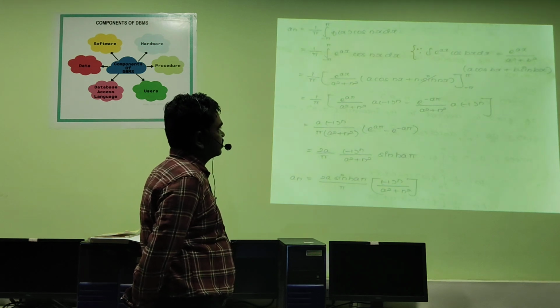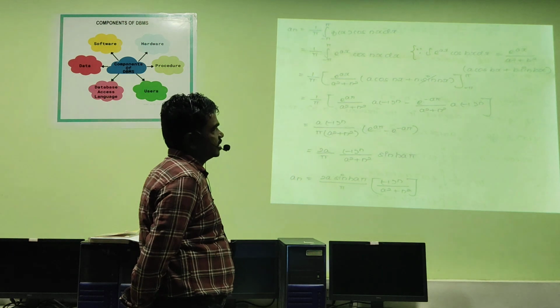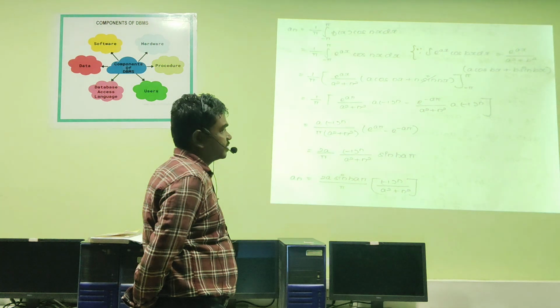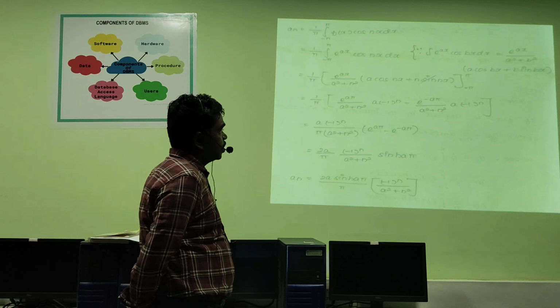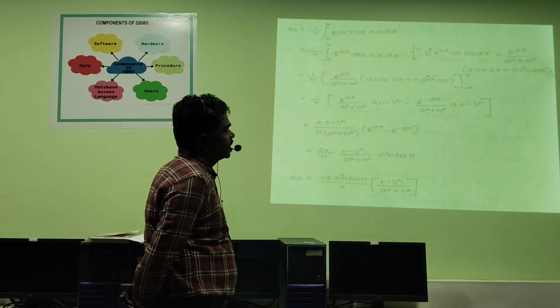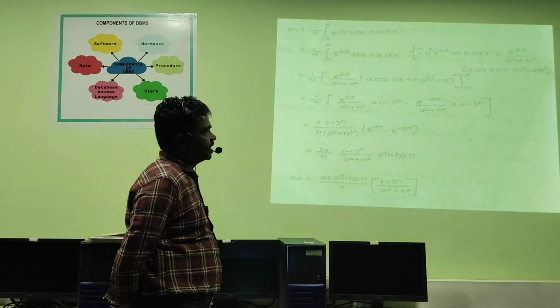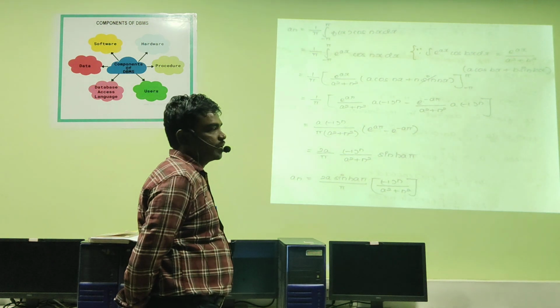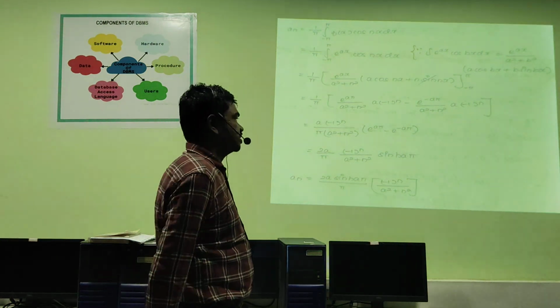The remaining term is (1/π) e^x / (a² + n²) times a cos nx. Applying the upper limit π, we get (1/π) e^(aπ) / (a² + n²) times a cos nπ, and cos nπ is (−1)^n. Applying the lower limit −π, we get e^(−aπ) / (a² + n²) times a cos n(−π). We know cos of −θ is cos θ, so cos n(−π) is cos nπ, which is (−1)^n.